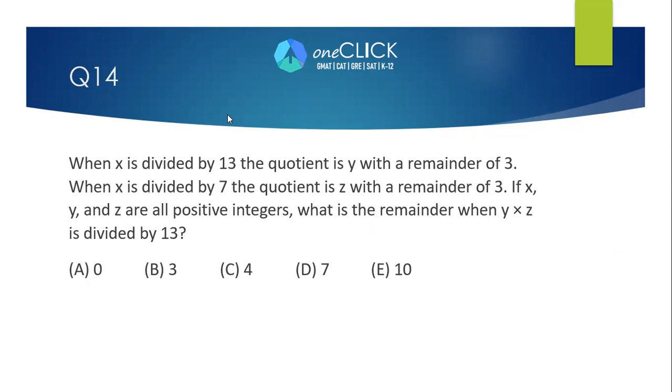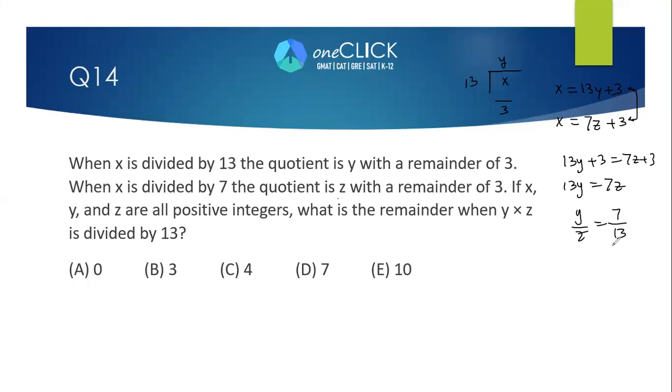All right. Here we have x divided by 13. You have got the quotient y with a remainder of 3. So x divided by 13, it's y, the remainder is 3. So we basically have x equals 13y plus 3. And x divided by 7, again, the quotient is z, the remainder is again 3. Since they are the same thing, just equate them. 13y plus 3 equals 7z plus 3. That gives you 13y equals 7z. So y over z basically is 7 by 13.